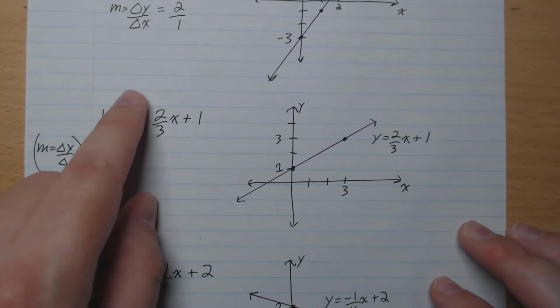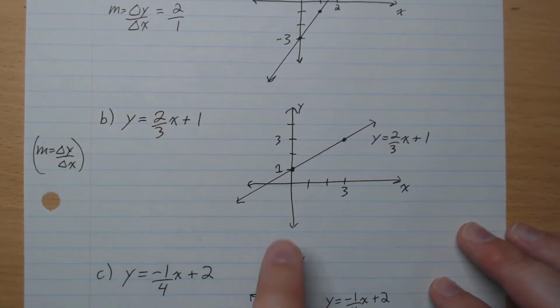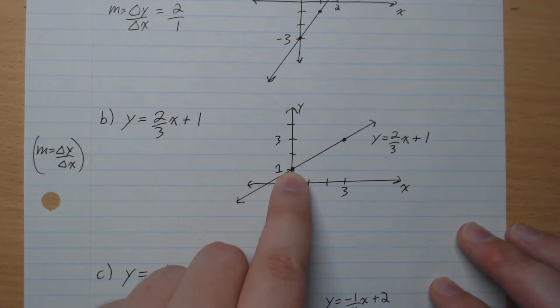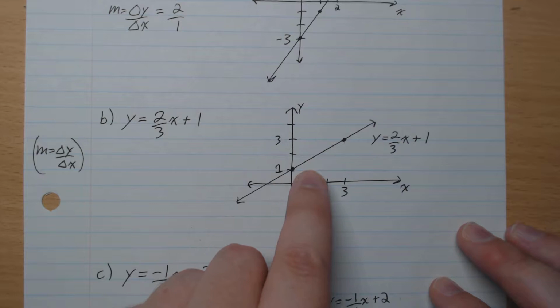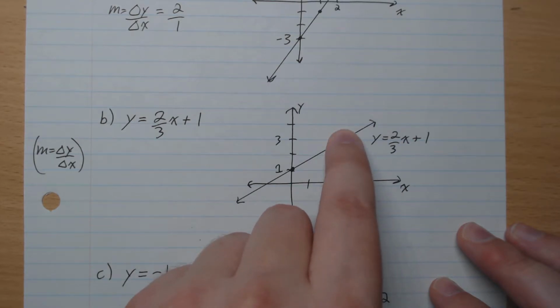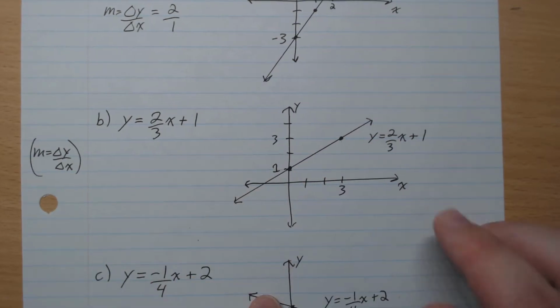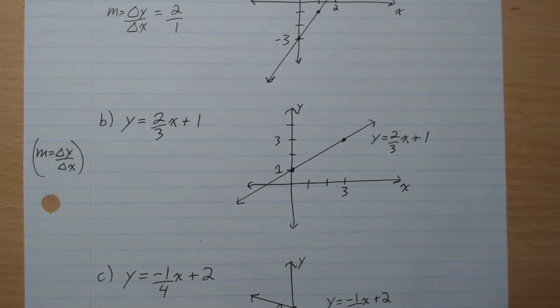B, y equals 2 over 3x plus 1. So we start at y equals 1, our y-intercept. We go over by 3x, right? 1, 2, 3. Up by 2, 1, 2. That's our next point, 3, 3. And we draw our line like that.